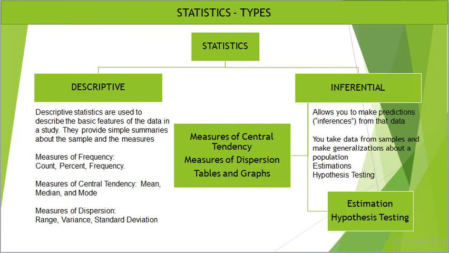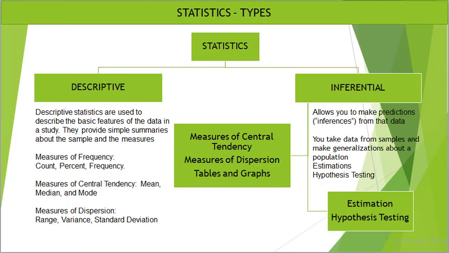So today we are going to talk about statistics and what are the various different types of statistics we can study. So here we start. Statistics has two different types. One is descriptive and the other one is inferential. So what does descriptive mean and what does inferential mean? We'll start with the descriptive first.